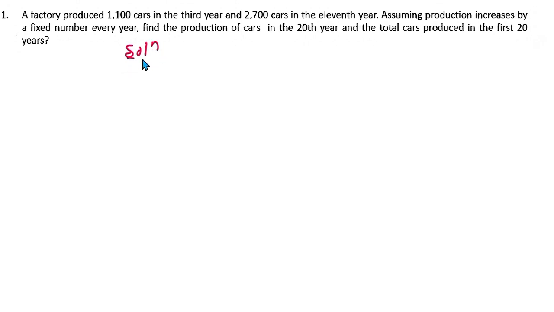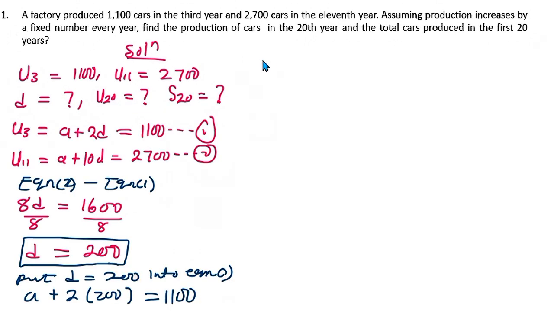Let's take note of the data given to us. In the 3rd year, which is U3, we have 1,100 cars, and in the 11th year, 2,700 cars. And what else do we know? Assuming production increases by a fixed number every year. A fixed number tells us the common difference between the number of cars produced every year. And now we have the 20th, which is not known.